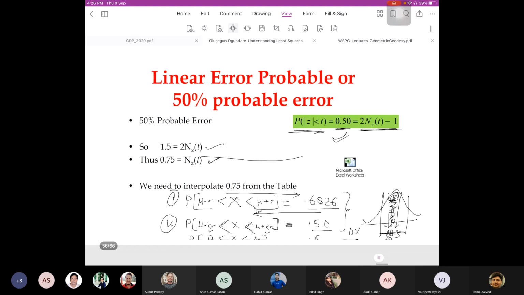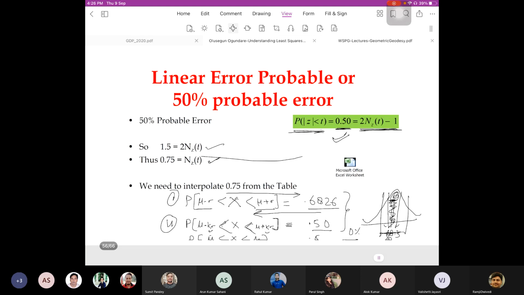Similarly, we have 50% probable error. What is the way you can represent the two different problems? Initially, we talked about the linear standard error, which is mu plus minus 1 sigma. We could also reframe the question by asking what is the 50% probability. That means this time I'm giving the probability, but I'm asking at what mu plus minus k sigma, the value of k I'm looking for.